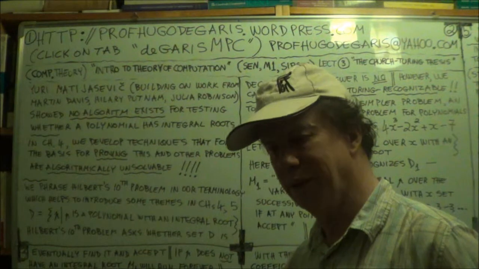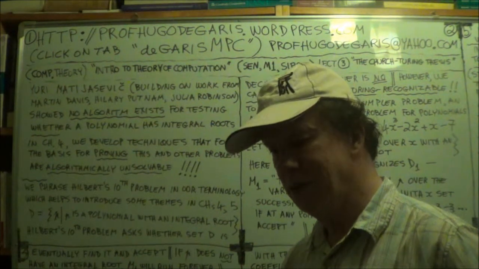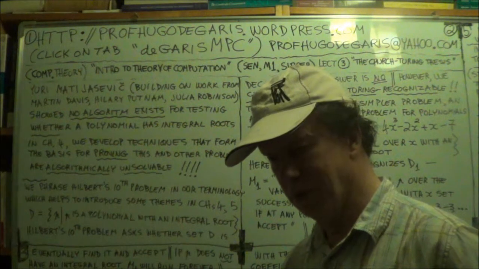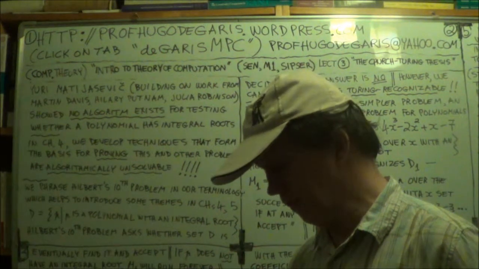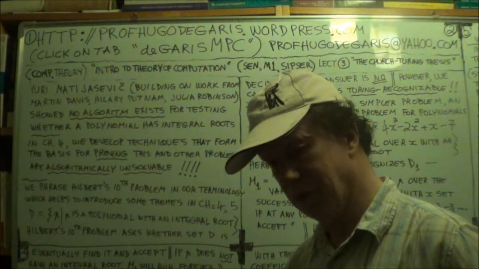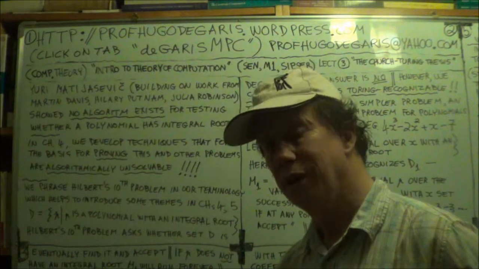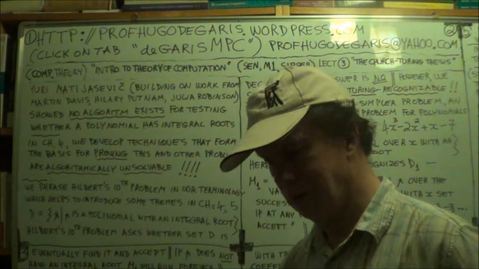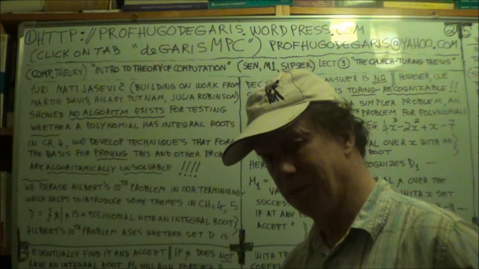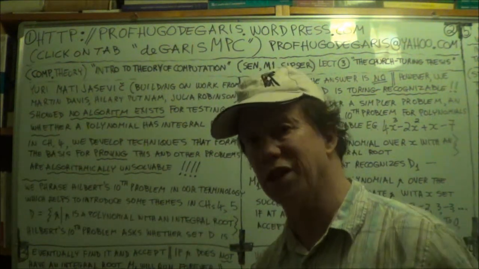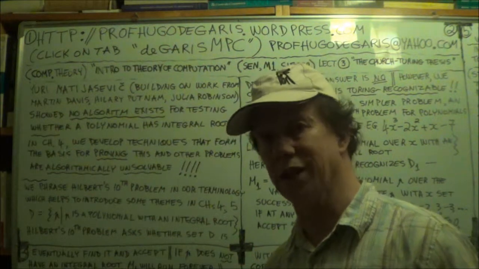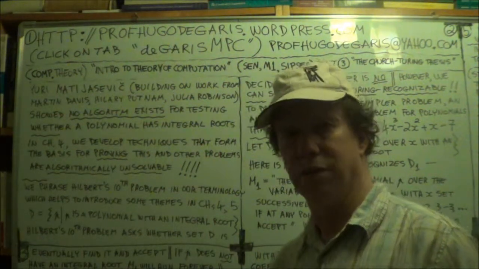Now, if there is an integral solution, an integral root, then the machine recognizes, but it doesn't decide because it may be going on forever. Okay, I hope now you're clear on that distinction between deciding and recognizing. Okay, so till next session.